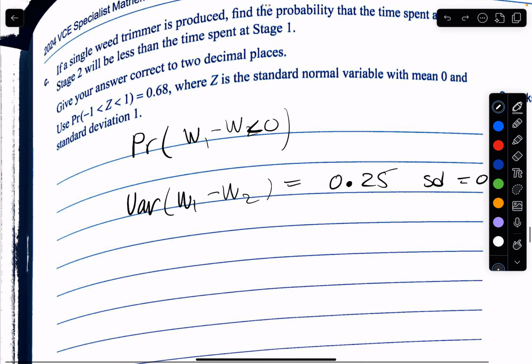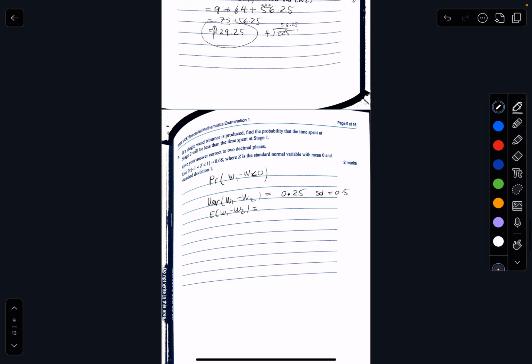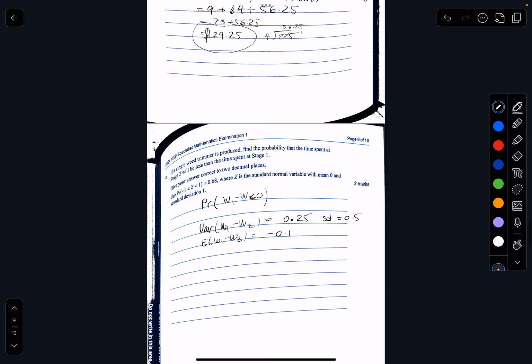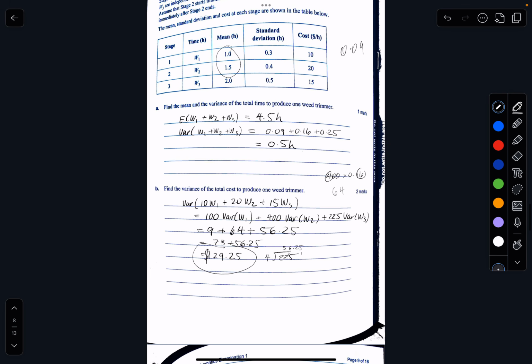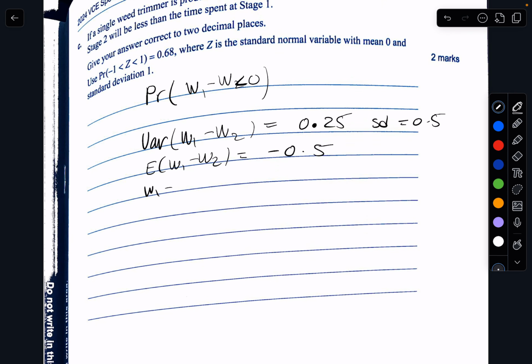Now the expected value is, you just subtract them again, and that will be negative 0.1. Is that right? Oh, whoops. What have I done? No. The means, you just subtract that. So it'll be negative 0.5. Okay, so W1 minus W2 is normally distributed with a mean of negative 0.5 and a standard deviation of 0.5.